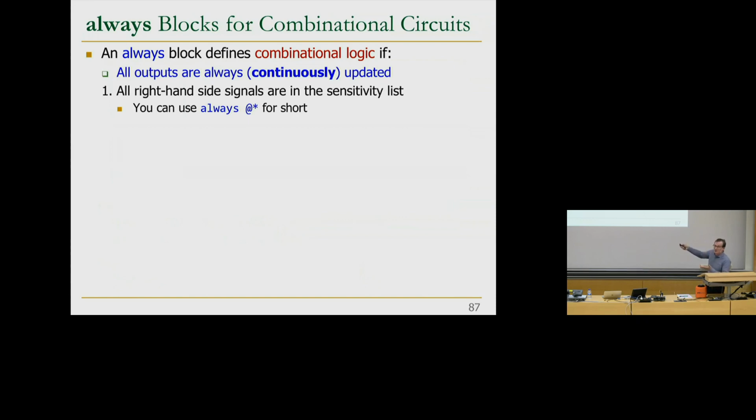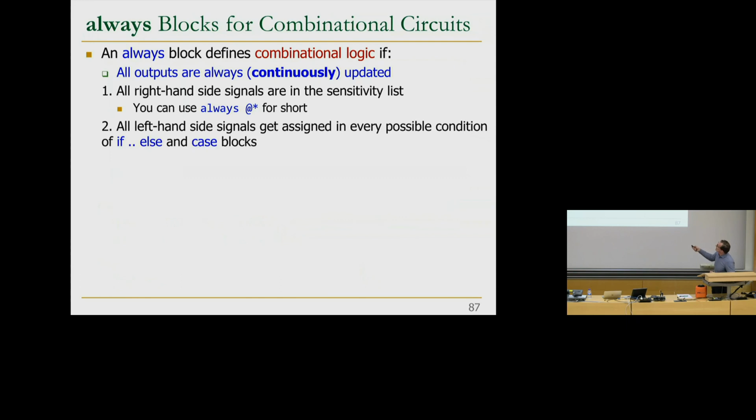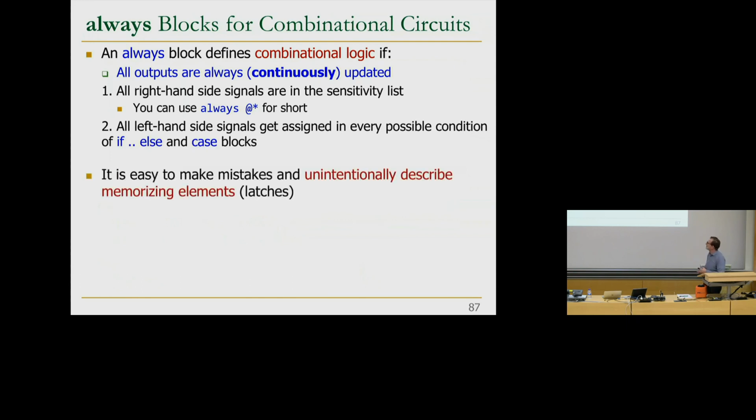You can actually do this, always at star. Basically, if any right-hand side input changes, the always block gets executed. And all left-hand side signals get assigned in every possible condition of if, else, and case blocks. Case we will see in a little bit, but it's very similar to higher level constructs.